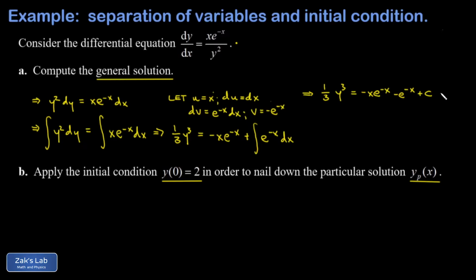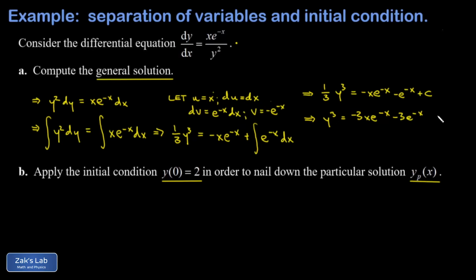get another arbitrary constant. And now what we're looking at is the general solution to the differential equation, but it's written in implicit form right now. I would like to actually solve for y here. So I multiply both sides by 3, and I get negative 3x e to the negative x minus 3 times e to the negative x.